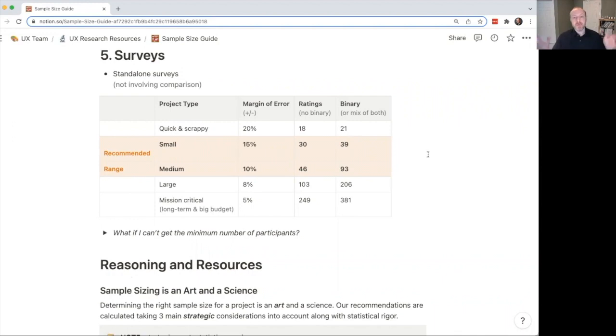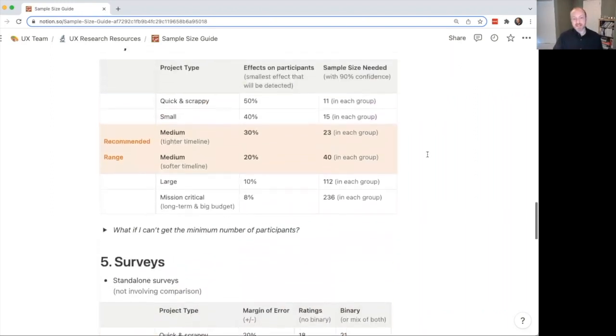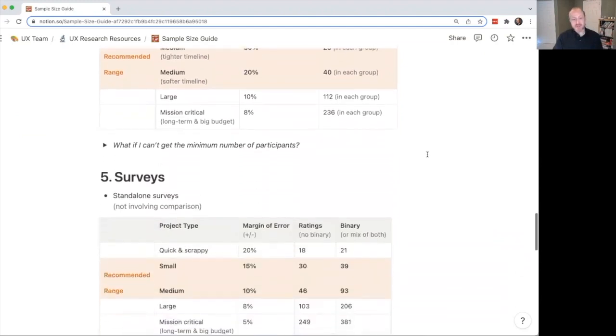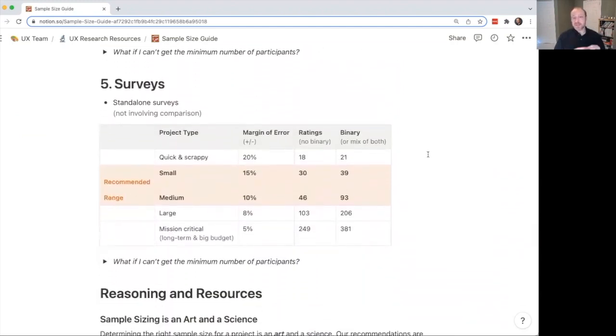How did we come up with these recommendations? I like to describe this as an art and a science. What do I mean by that? So the science is clear. It's the math. It's the statistics. And you can't argue with those. Those are in place. If anyone would like to reach out to discuss this with me, I'd be more than happy to talk about why, for instance, on A/B testing, we used a modified chi-square analysis to get these numbers. With that said, that's not what this video is about.